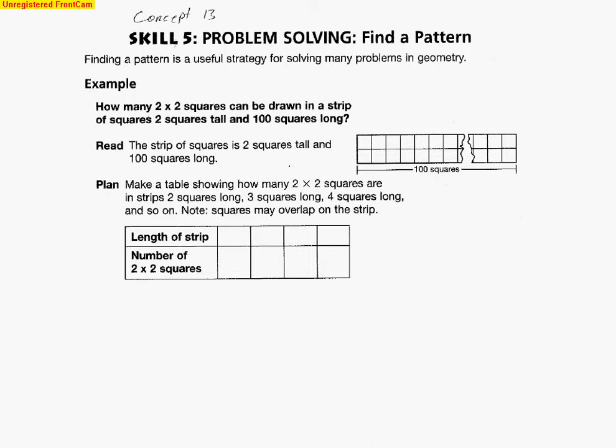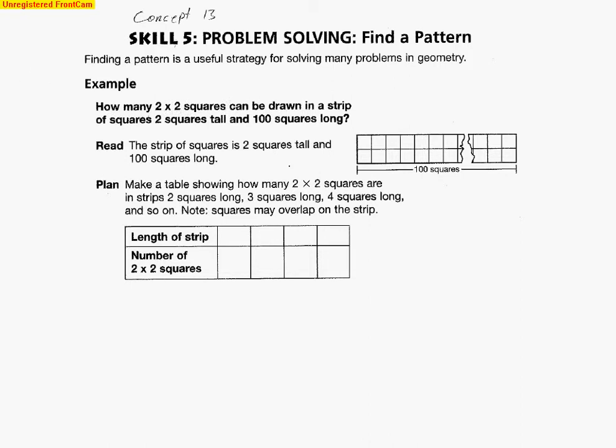Welcome to the lesson for Concept 13, skill number 5, problem solving. We're trying to find a pattern here. This is just an example of something that you might end up seeing. Here we have a strip, and in this strip we have square units. This is one square unit, this is another square unit, and they want us to find out how many 2 by 2 squares can be drawn in the strip.